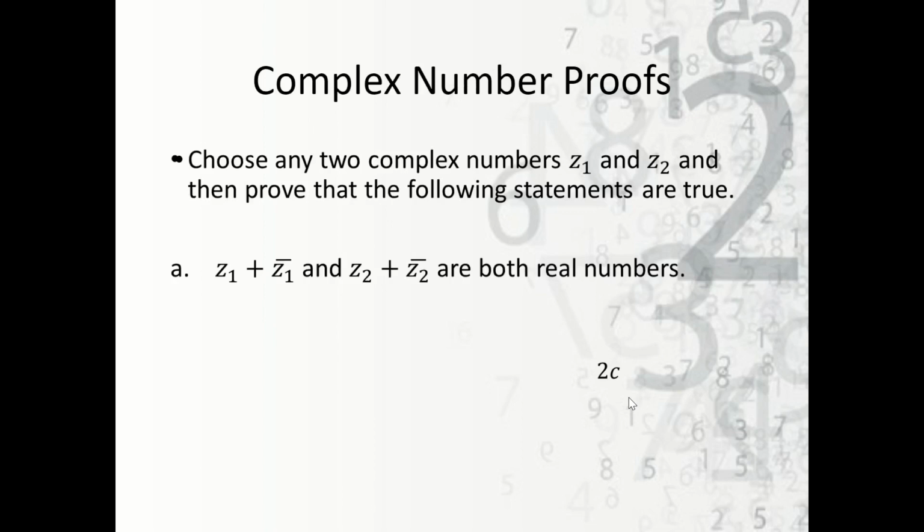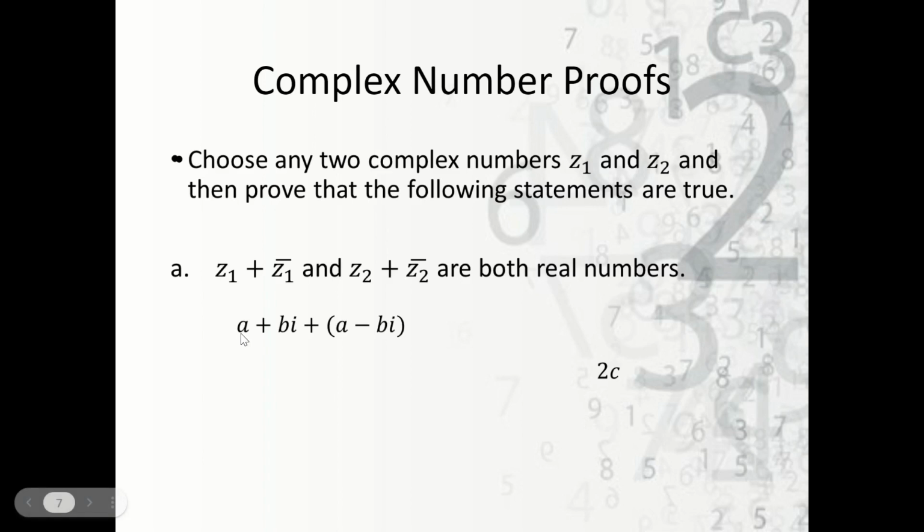Now complex number proofs. It says choose any two complex numbers, z1 and z2, and prove that the following statements are true. So we're asked if z1 plus z bar, and remember z bar means the conjugate. So we're saying that a number plus its conjugate and another number plus its conjugate, and we're saying that those are both real numbers when you add them up.